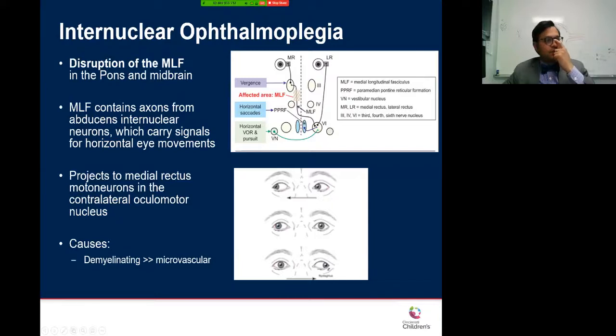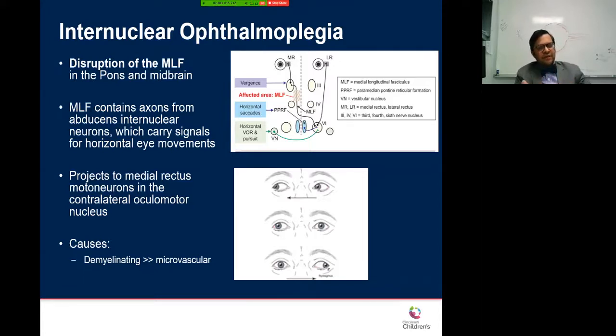Now, the one thing that's really important, and I know you guys know this particular one pretty well, is that you can test for this because, even though they can't do this movement because there's a disruption in the MLF, they should still have vergence intact. So if you are seeing an adduction deficit and you're seeing a nystagmus, now the nystagmus on the other eye may or may not be there.